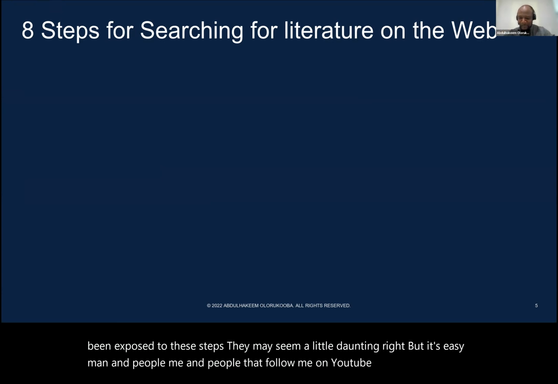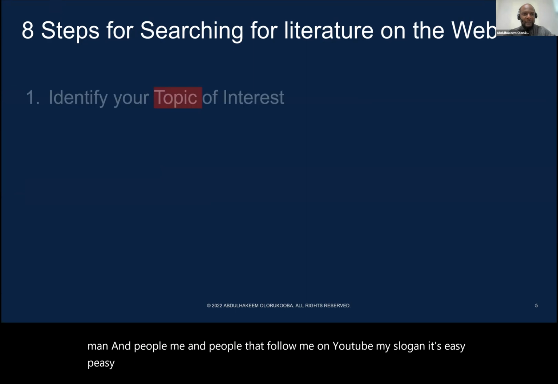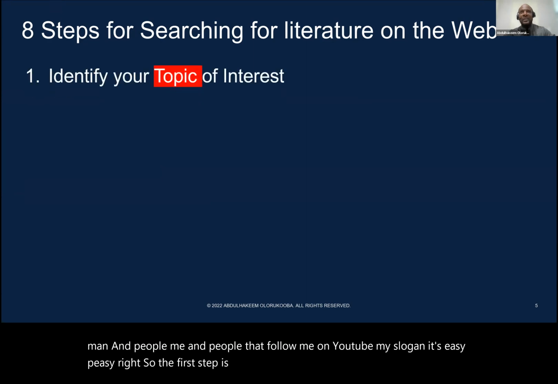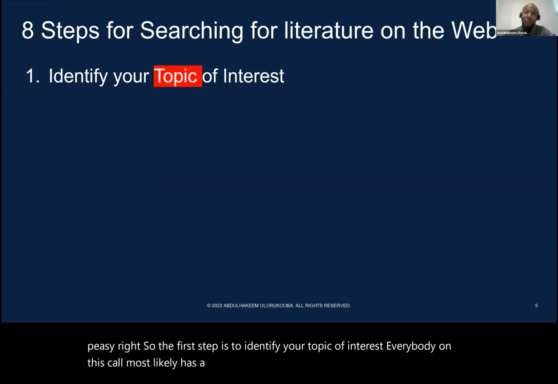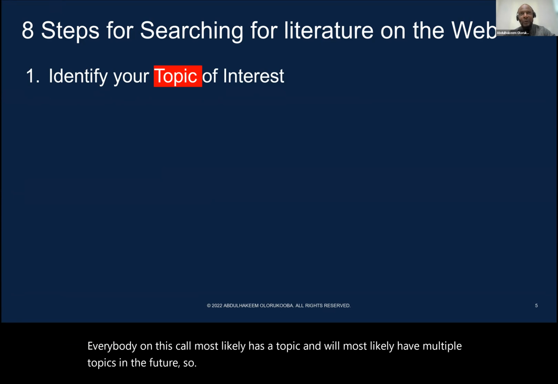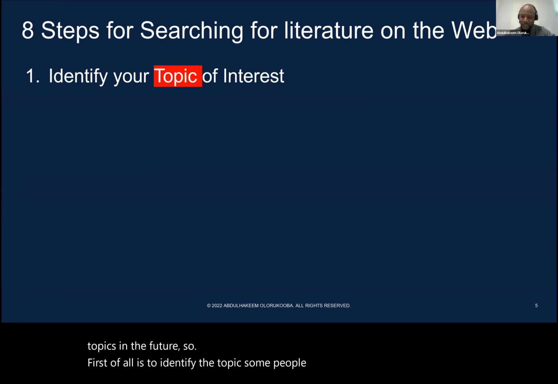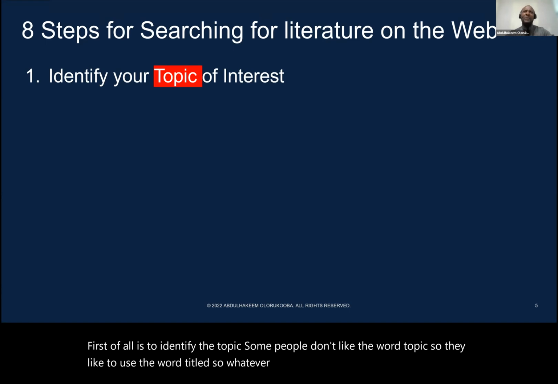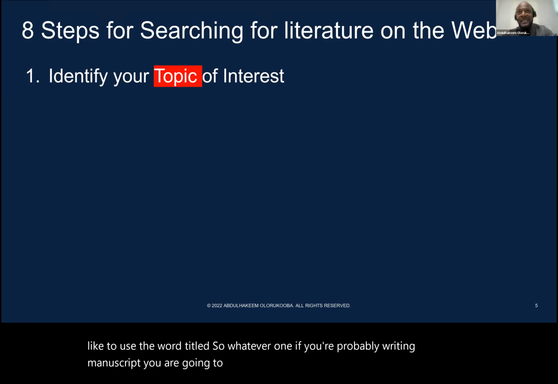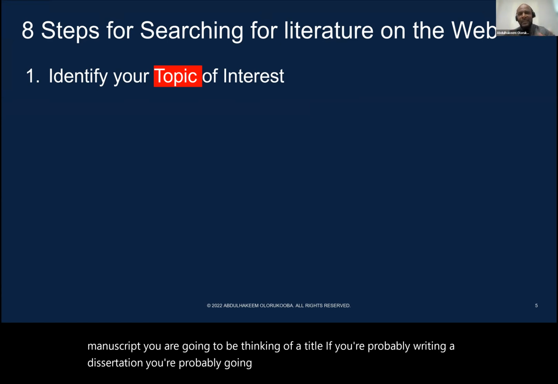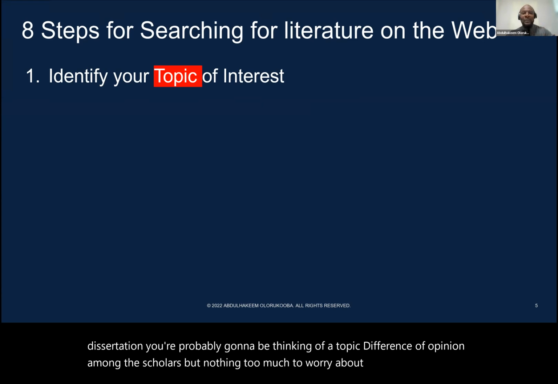People that know me and people that follow me on YouTube know my slogan. It's easy peasy, right? So the first step is to identify your topic of interest. Everybody on this call most likely has a topic, and will most likely have multiple topics in future. Some people don't like the word topic, so they like to use the word title. If you're writing a manuscript, you are going to be thinking of a title. If you're writing a dissertation, you're going to be thinking of a topic. Difference of opinion among the scholars, but nothing too much to worry about. So just identify your topic of interest.